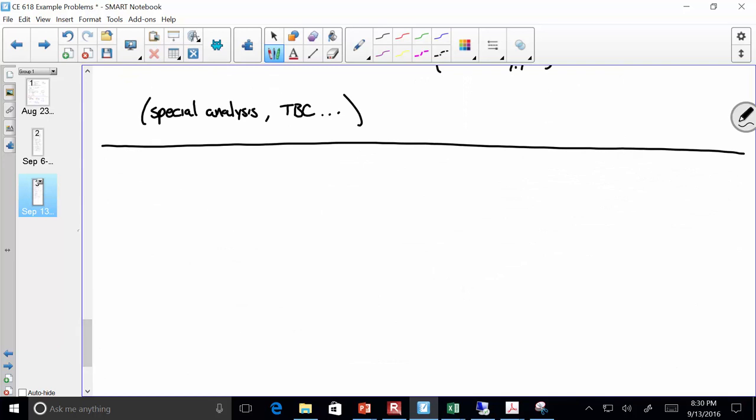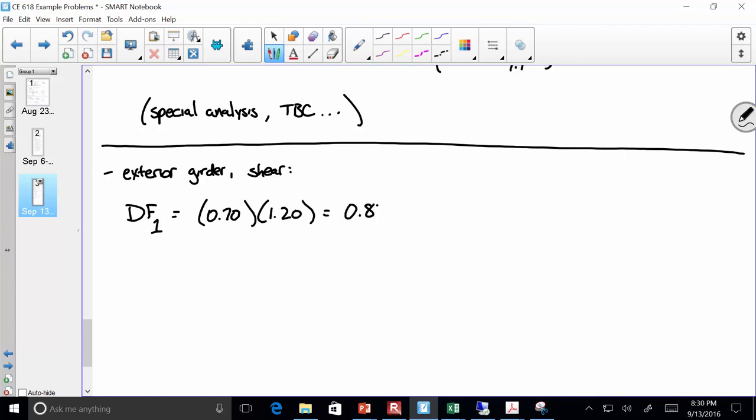Okay, now exterior girder shear. Now, the distribution factor for one-lane loaded scenarios, I get this from the lever rule also. So 0.7 times 1.2, 0.84. That comes from the lever rule as well.